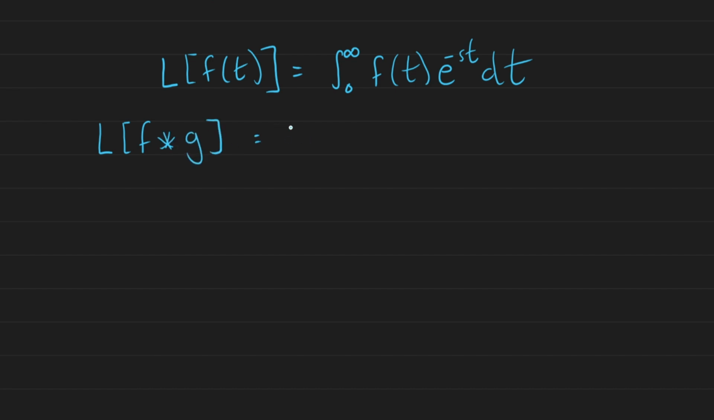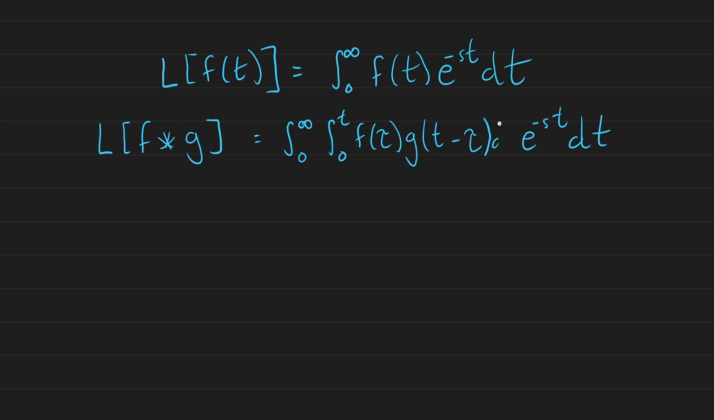So we just replace this f of t with that integral. So what's going to stay the same? What's going to stay the same is this e to the minus st dt. However, instead of f of t, we now have the convolution, and that convolution is the integral from 0 to t of f of tau times g of t minus tau d tau.